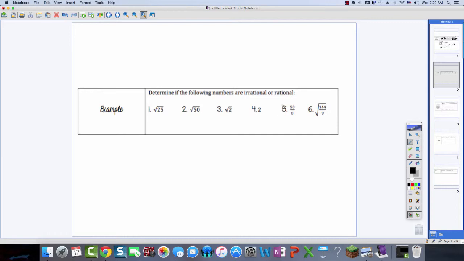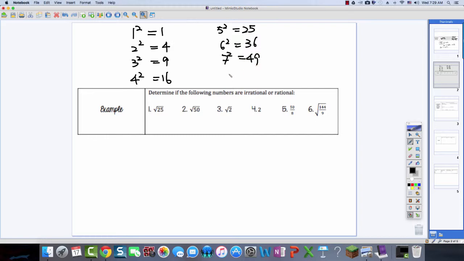Now, because of that definition, we should really know a string of perfect squares. So obviously 1 squared would equal 1, 2 squared would equal 4, 3 squared would equal 9, 4 squared is 16, 5 squared is 25, 6 squared is 36, 7 squared is 49, 8 squared is 64, 9 squared is 81, and 10 squared is 100. So that's all the perfect squares up to 100, and any number in between.